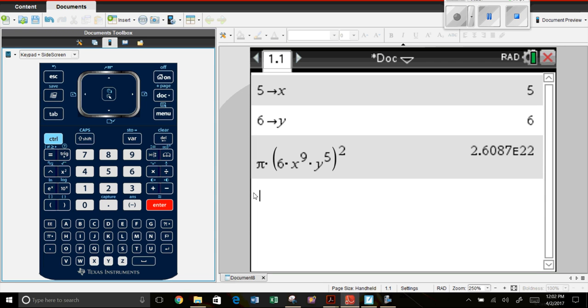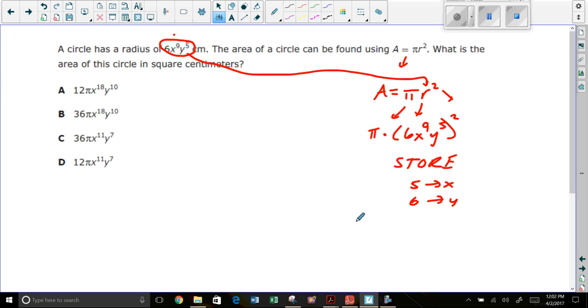Let's go back and write that answer down. So my area is equal to 2.6087 E22. Now that I have my answer, all I have to do is go down my choices until I find my match. The correct answer for this one was letter B.